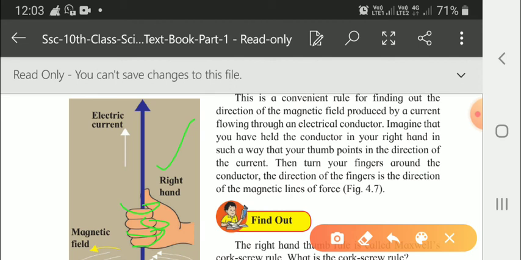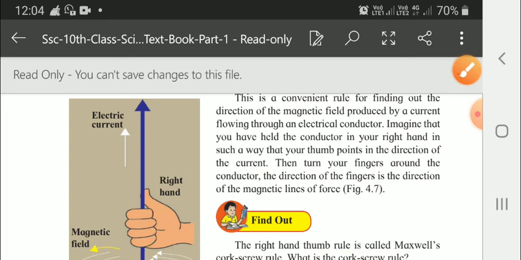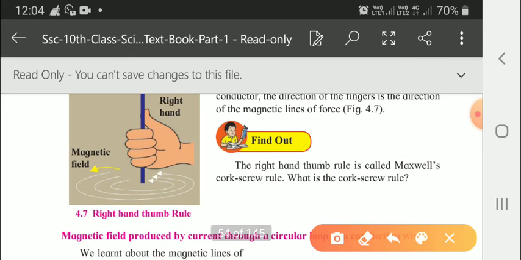a current which is flowing through an electrical conductor. So we have to imagine that we have held a conductor in our right hand in such a way that our thumb points in the direction of the current. As I already told, in electric current our thumb is showing the direction, and then our fingers around the conductor are showing the direction of the magnetic lines of force. So what are these fingers showing? Magnetic lines of force. So this is the right hand thumb rule, children. It is very important. You have to underline this fully and learn it.